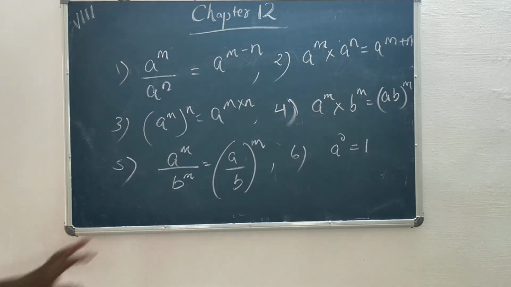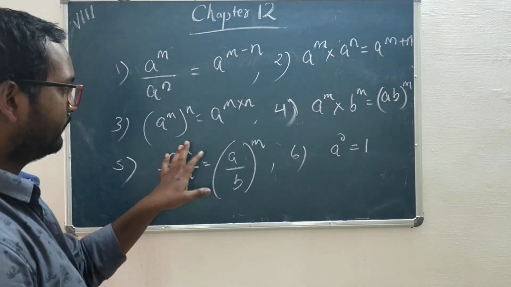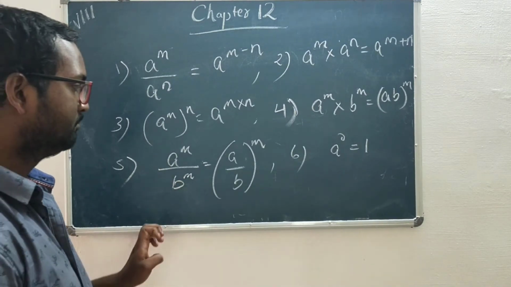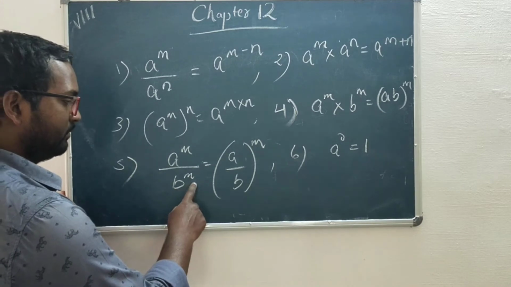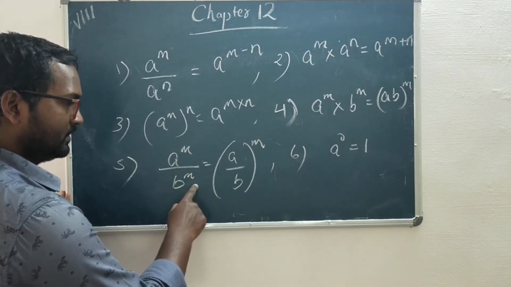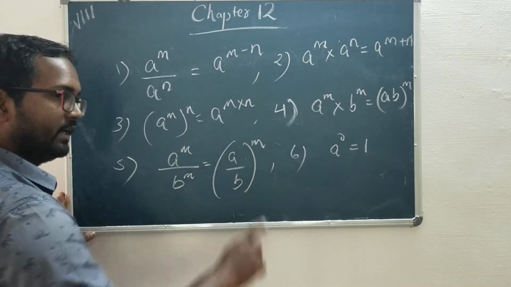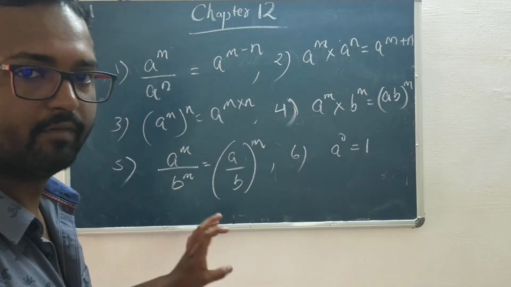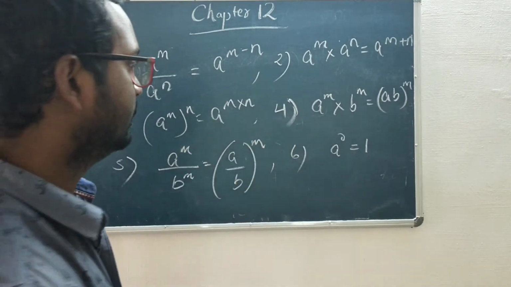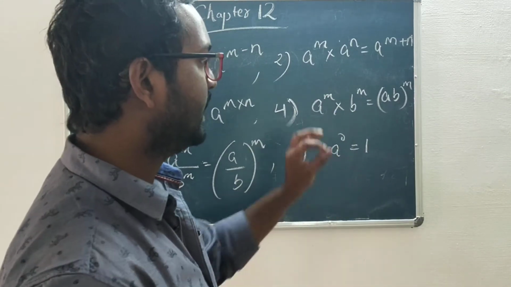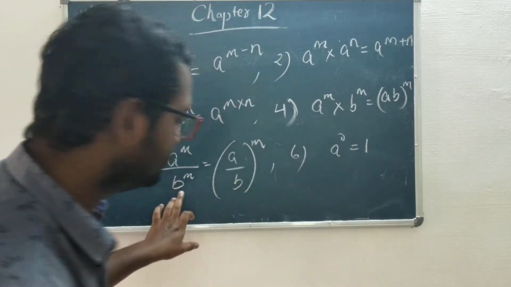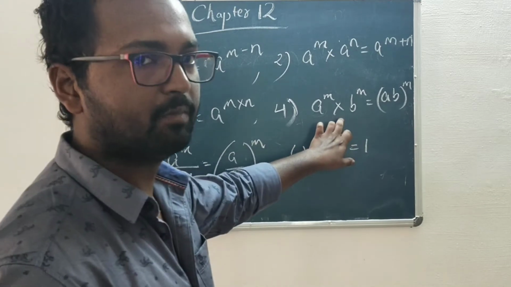Now look at the fifth one. A power m divided by b power m, we can write it as a by b whole power m, because see the power is here m, here also m, so we can write it as a by b whole power m. Now look at the fourth one. A power m into b power m can be written as ab power m. If it is possible in division, it can also be possible in multiplication.